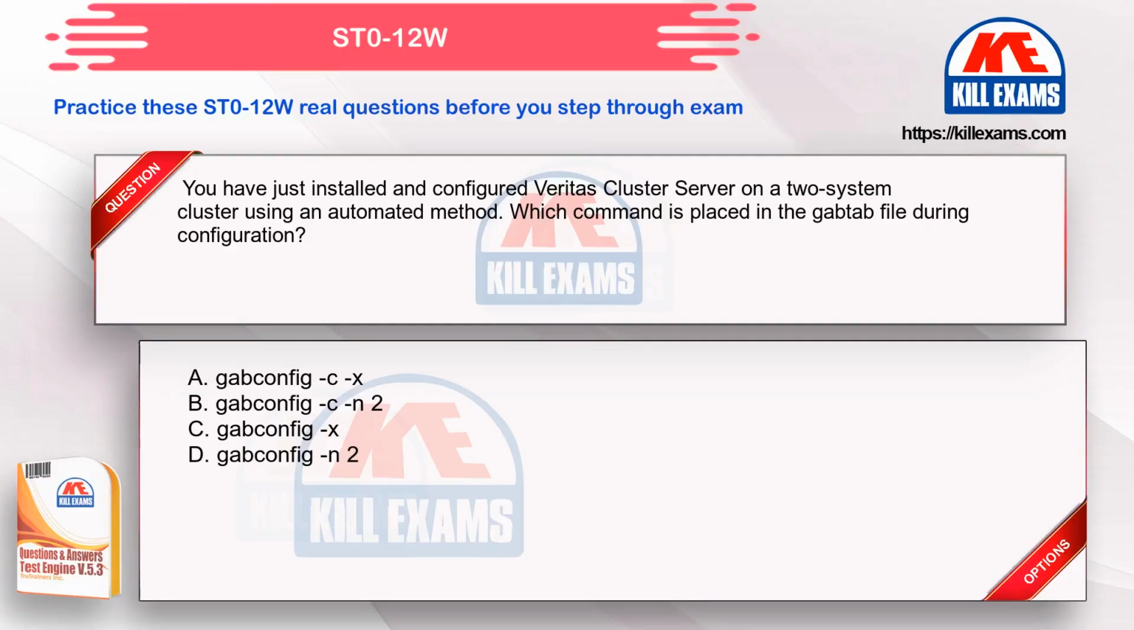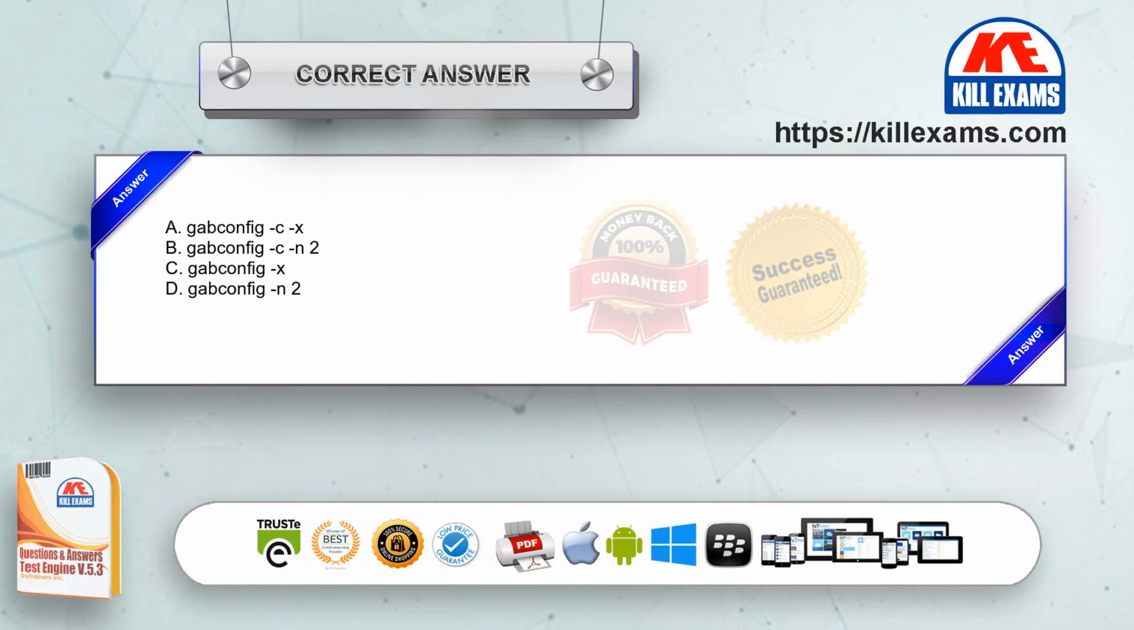You have just installed and configured Veritas Cluster Server on a 2-system cluster using an automated method. Which command is placed in the gabtab file during configuration? Option A. gabconfig -cx. Option B. gabconfig -c -n2. Option C. gabconfig -x. Option D. gabconfig -n2. The correct answer is option B.